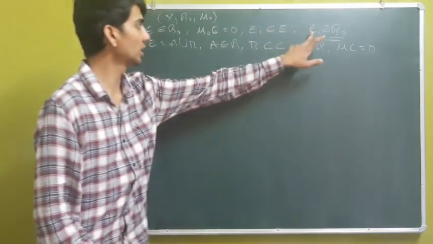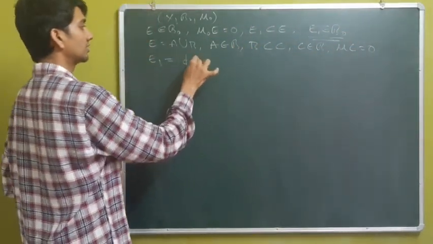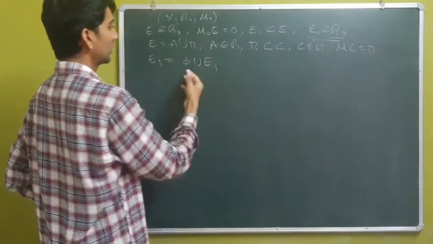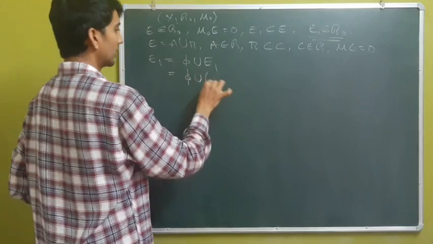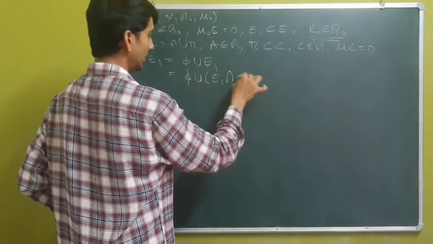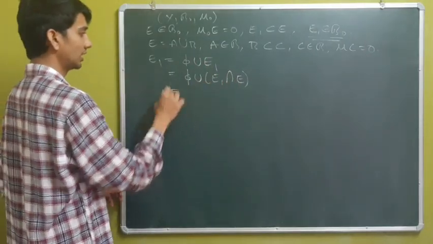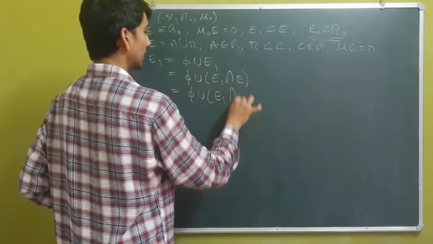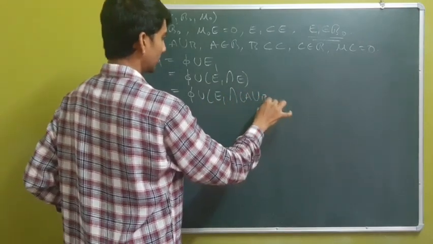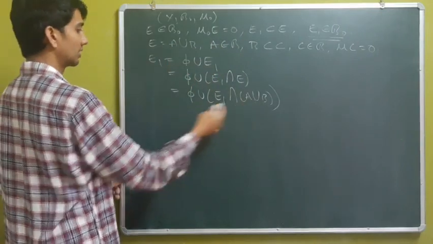So in order to prove E1 is in B0, considering E1, I can express this as a union of E1 with empty set. So again, this is same as E1 intersection E. Since E1 is a subset of E, we have E1 intersection E to be E1. Now I will replace E by A union B, since E is a union of two sets.